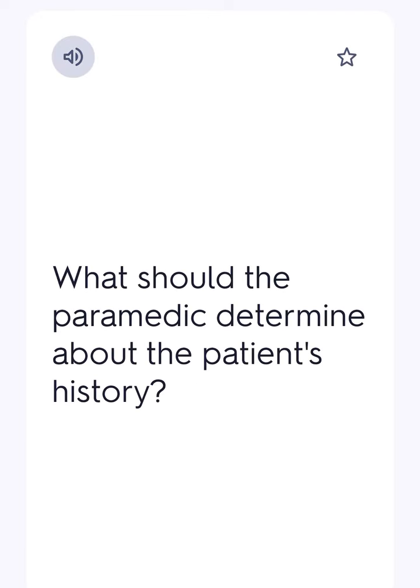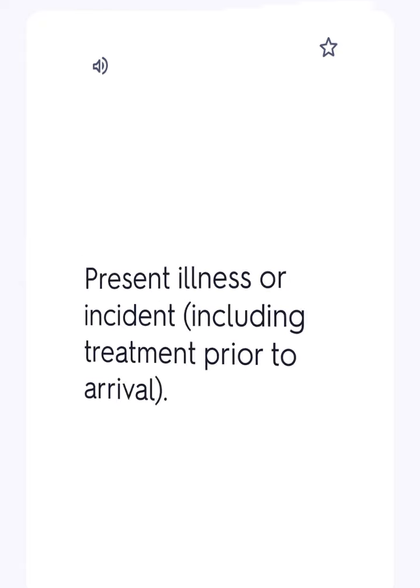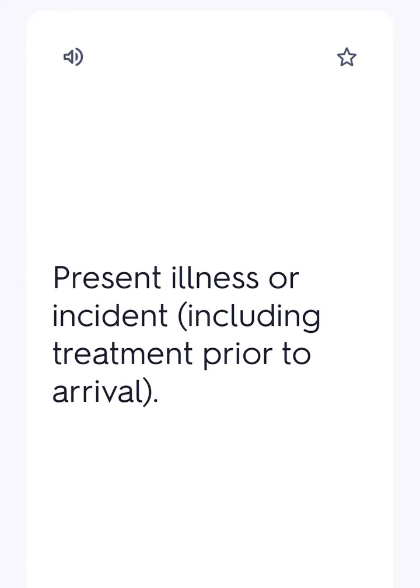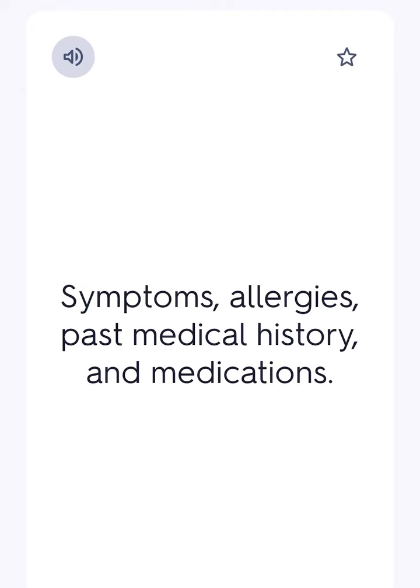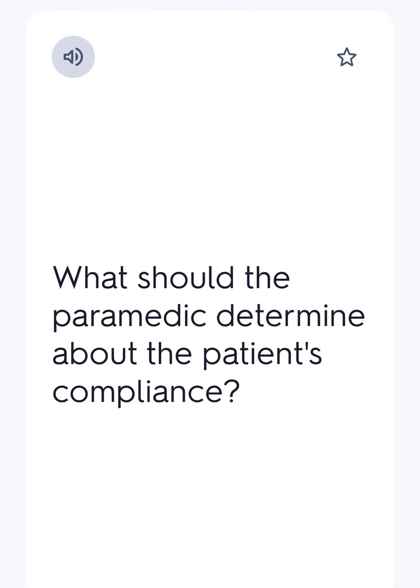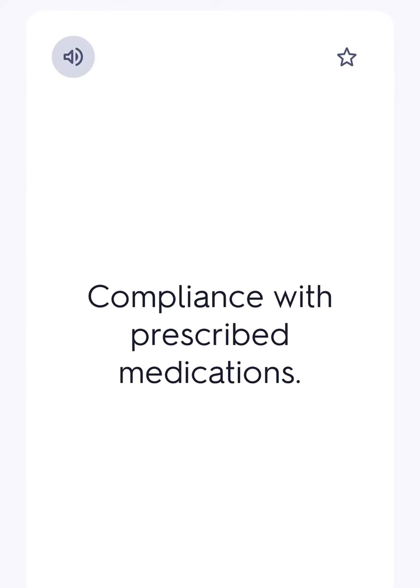What should the paramedic determine about the patient's history? Present illness or incident. What should the paramedic determine about the patient's medical information? Symptoms, allergies, past medical history, and medications. What should the paramedic determine about the patient's compliance? Compliance with prescribed medications.